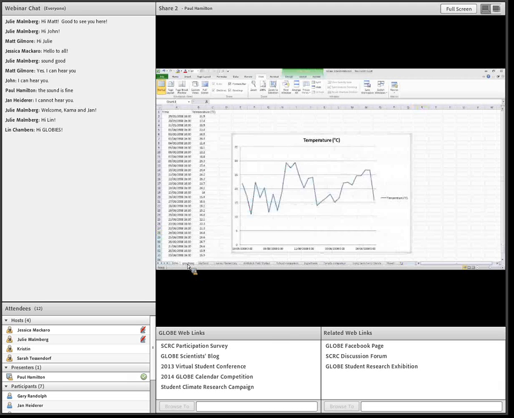I'm just going to quickly talk about making a graph. I'm sure you all know how to make a graph in Excel, but I'm just going to go over it anyways just so that we're all up to speed.